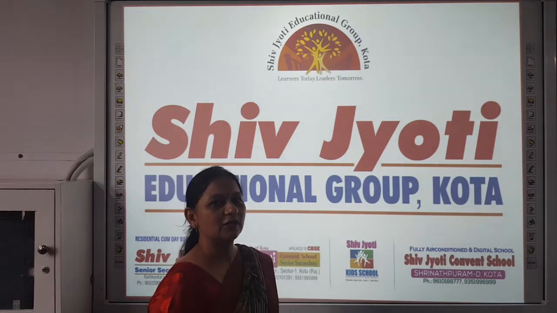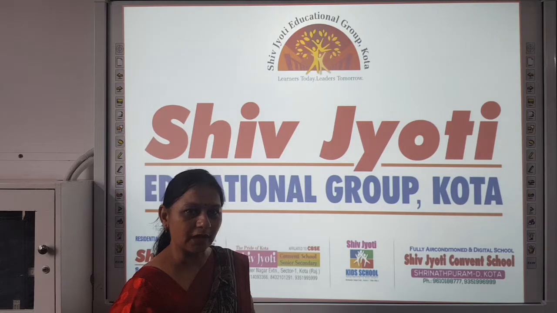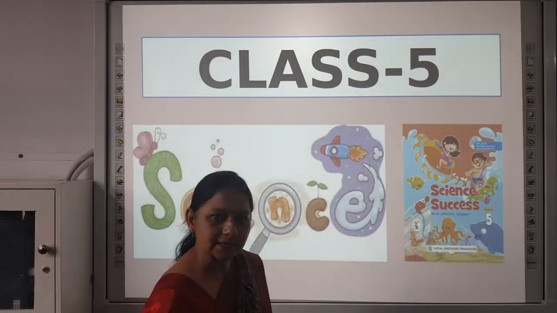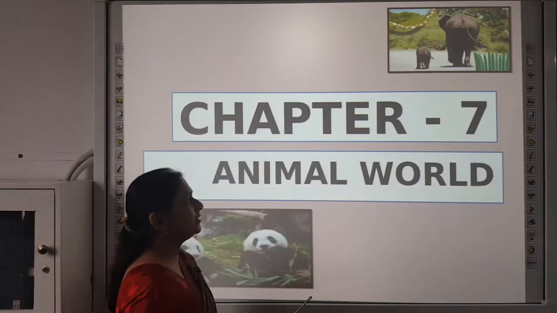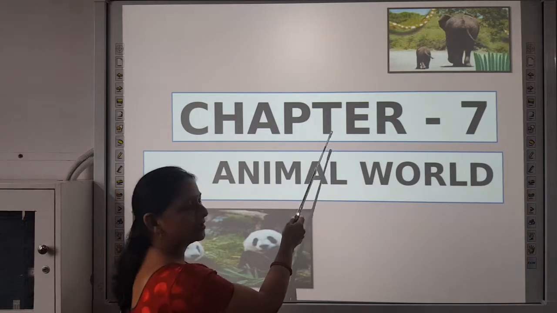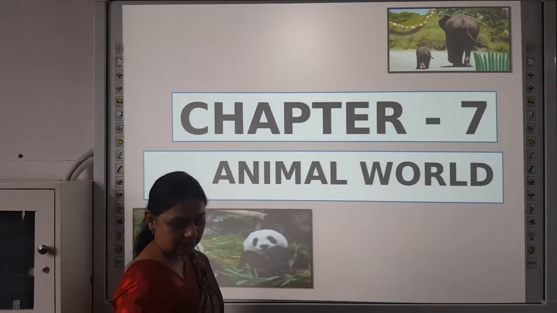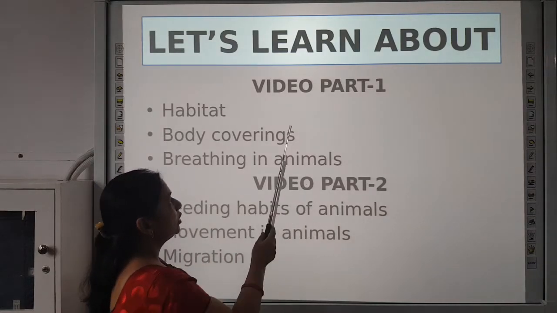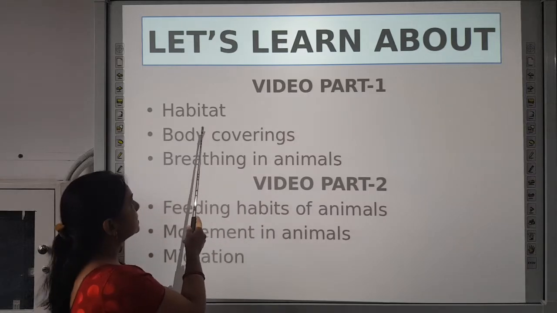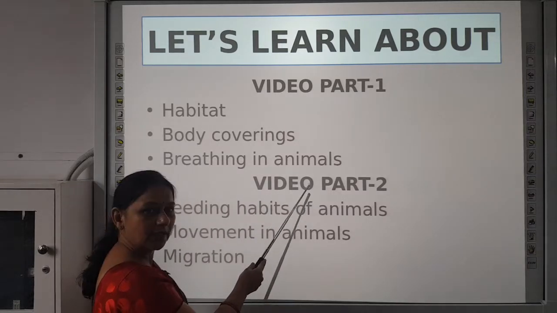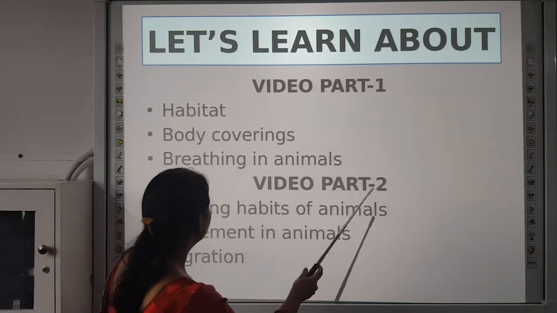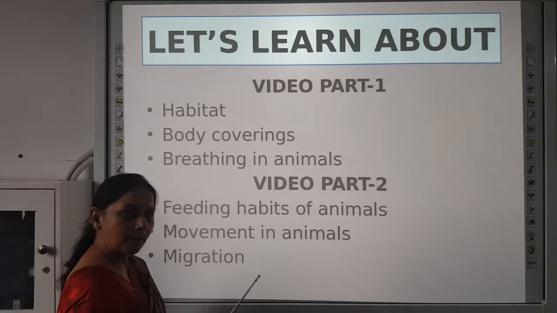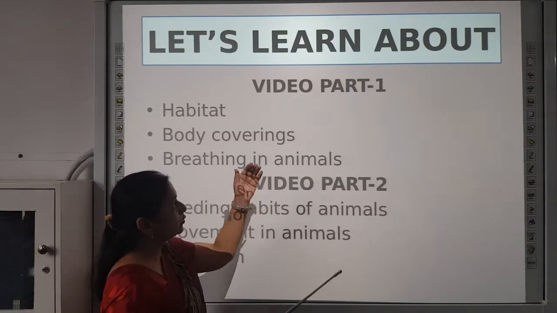This is Jyoti Nahar from Shiv Jyoti Educational Group, Kota, and I'll be taking class 5 science from your science book Science Success. And today we are going to take up chapter number 7, that is Animal World. This chapter we will be dividing into two parts. In video part 1, we will be taking up the topics habitat, body covering and breathing in animals. In video part 2, we will be doing feeding habits of animals, movement in animals and migration. So, let us start with video part 1.